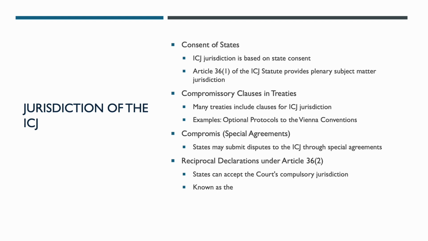The third one is reciprocal declarations under Article 36, Clause 2 of the ICJ statute. States can make declarations accepting the court's compulsory jurisdiction in relation to any other state accepting the same obligations. This is known as the optional clause system. The principle of reciprocity applies to these declarations, meaning that a state can only invoke the court's jurisdiction against another state to the extent that both declarations coincide.